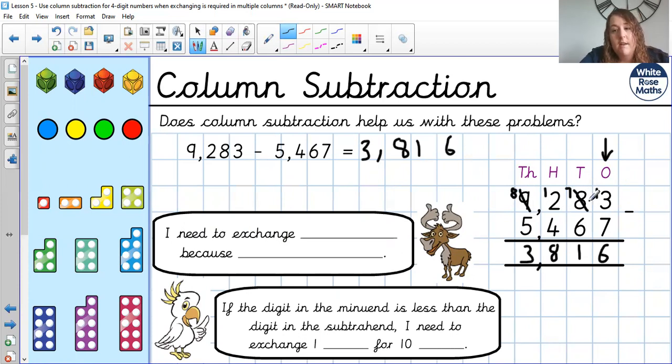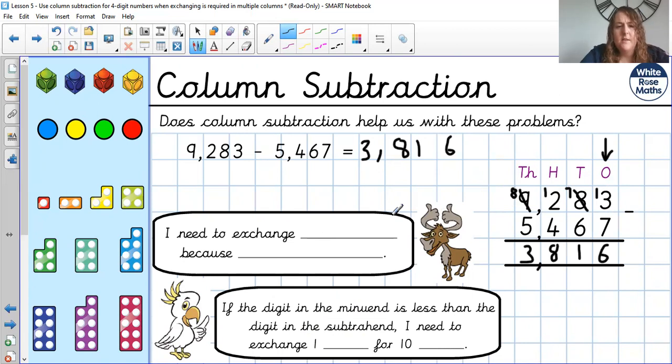And the vocabulary I need to use here, I need to exchange, and you could talk about the 8 to the 7, or the 8 to make 13 ones, or the 9 and then the 8 to make 12 hundreds. Because, and then you can use this vocabulary, because the minuend was less than the digit in the subtrahend. And there again, I needed to exchange 9 thousands for 12 hundreds, so 10 extra ones, or again the 7 to the 3, whichever one you wanted to do.